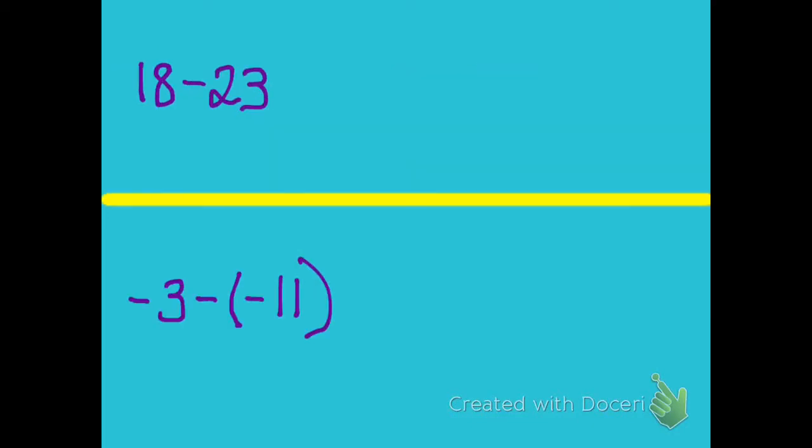These next two problems are a little bit different. The first one on the top, these have different signs. 18 is positive, 23 is negative. So you're going to subtract. So you're going to take 23 minus 18. You always start with the one that has the higher place value, which is 5. And then you're going to look at the sign of the one that has the higher place value, which is negative, so you have negative 5 as your answer.